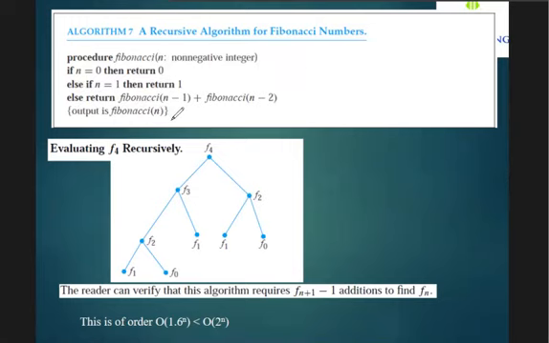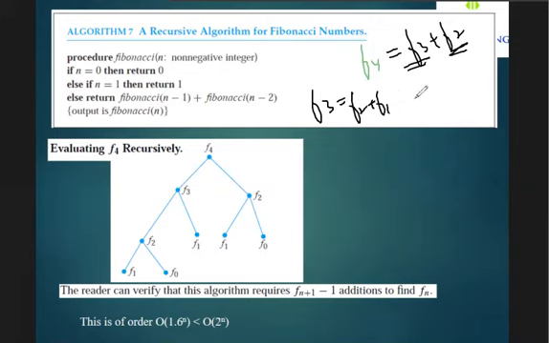Now, how are we supposed to do this? Suppose we want to find Fibonacci of 4, f4. In this case, for f4, we are supposed to take f of 3 plus f of 2. Now for each of these, we need to find f of 3 and f of 2 also. So f of 3 will be f of 2 plus f of 1, while f of 2 will be f of 1 plus f of 0.